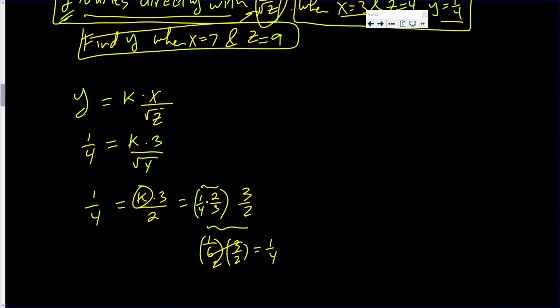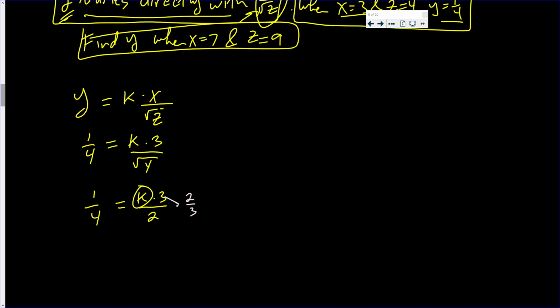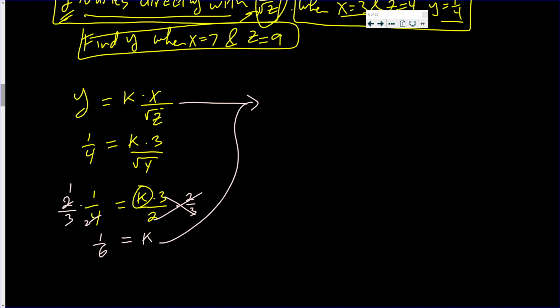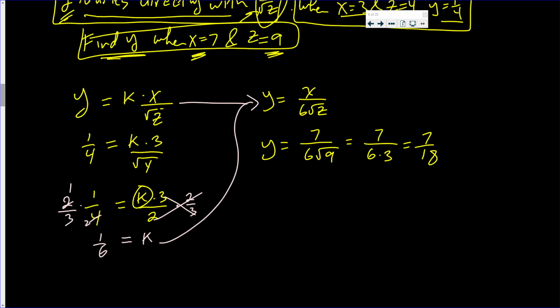So k is 1 over 6. If you want to do this more formally, you can multiply both sides by 2 over 3. The 3's and 2's cancel, you get k. Multiply this side by 2 over 3, you get 1/6. So we now know that y is equal to x over 6 square root of z. And they want you to find y when x is 7 and z is 9. Y is equal to 7 over 6 square root of 9, which is 7 over 6 times 3, which is 7/18.